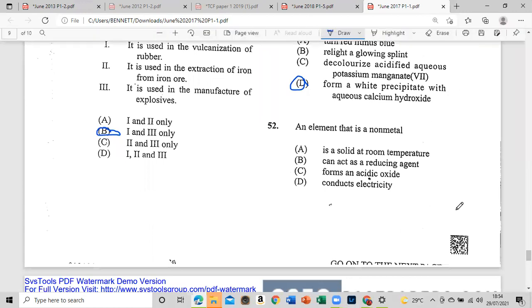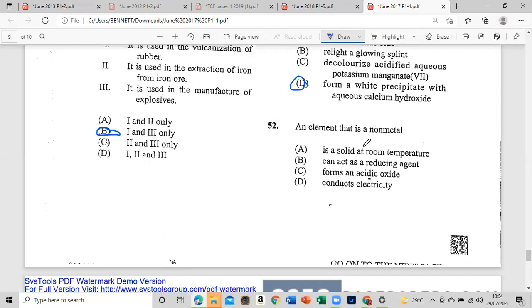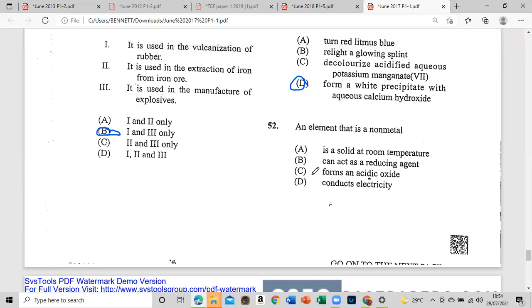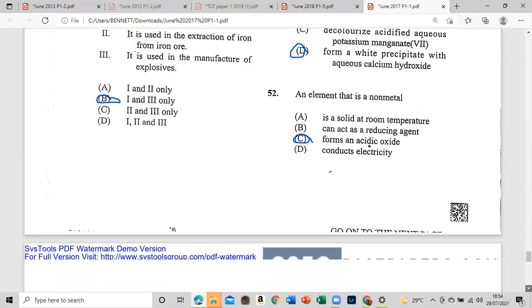An element that is a non-metal is a solid at room temperature, can act as a reducing agent, form an acidic oxide, or is it D, conduct electricity? And 52 is C, forms an acidic oxide. And we did that one earlier also. Again, guys, thanks for watching.